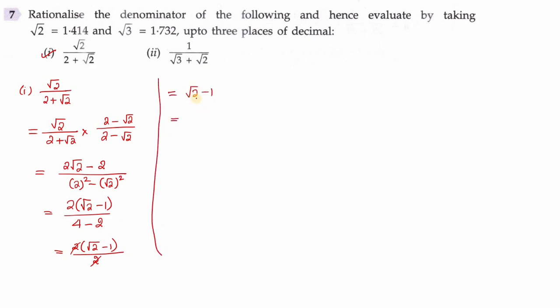Now we will substitute the value of root 2, which is given to be 1.414. We have minus 1 as well. So if you subtract 1, your answer will be 0.414. You may pause the video and note down the solution. You will try number 2 by yourself.